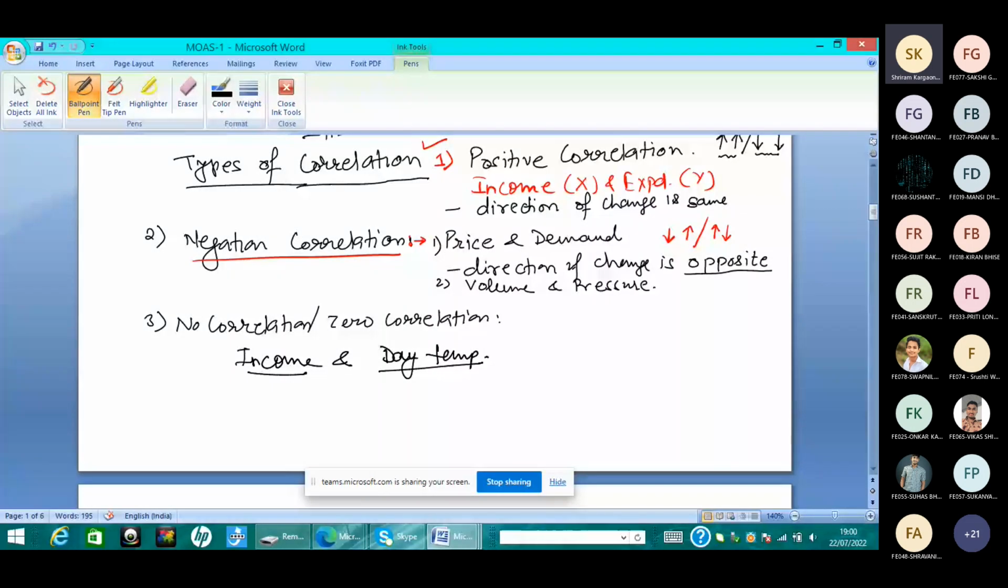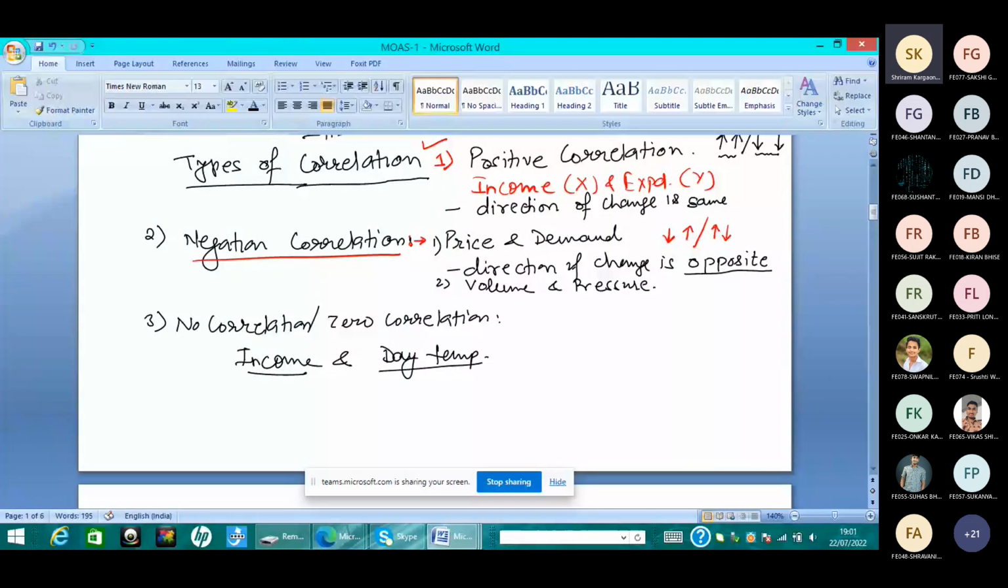So when the two variables are not related at all with each other, then such variables are called as no correlation, zero correlation between them. Okay, so this was the part I have explained to you. For exam purpose, you have to remember these three types. Further types also I will explain to you.